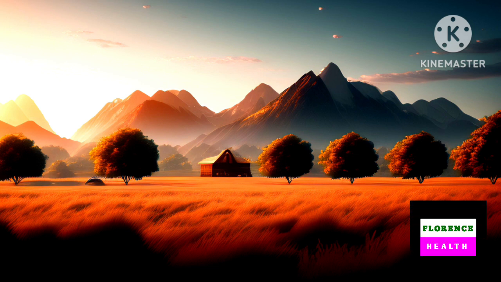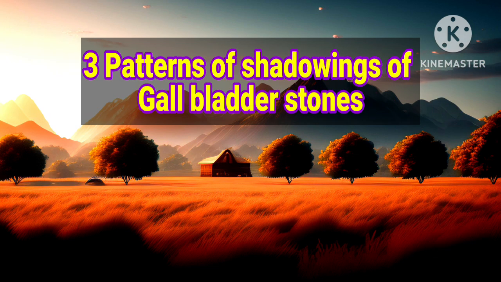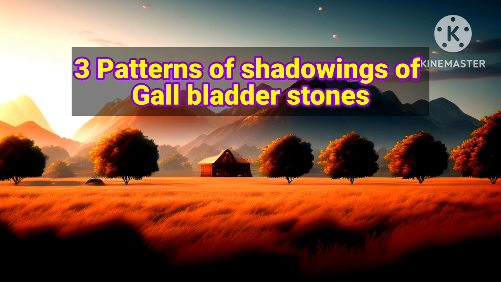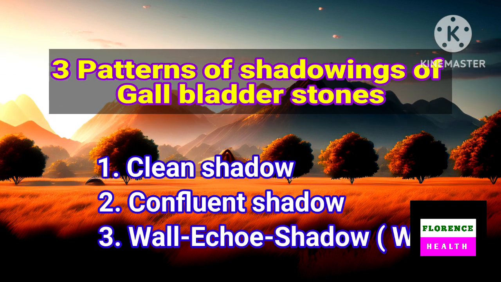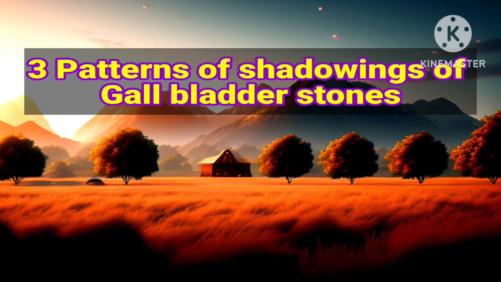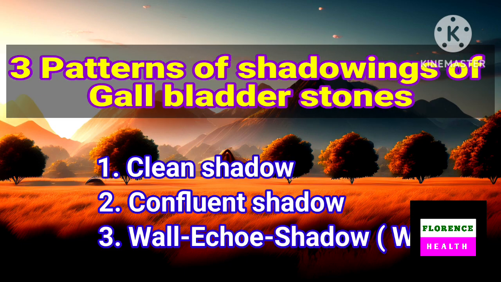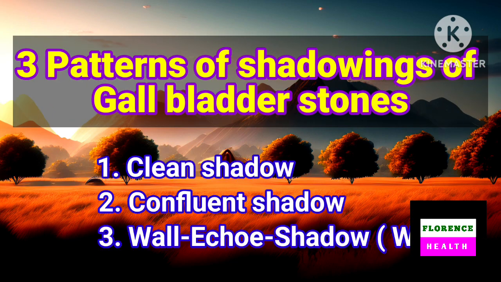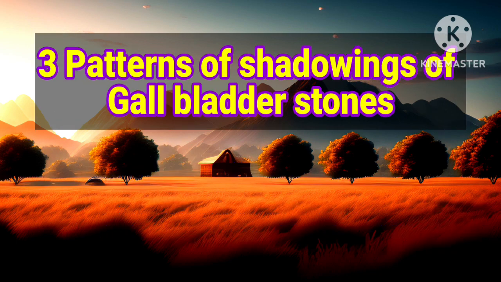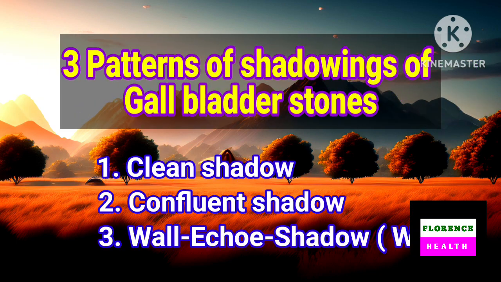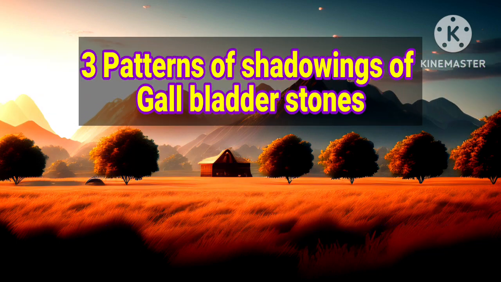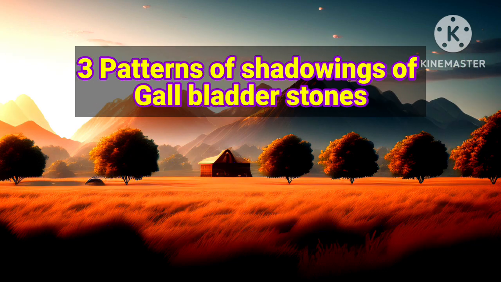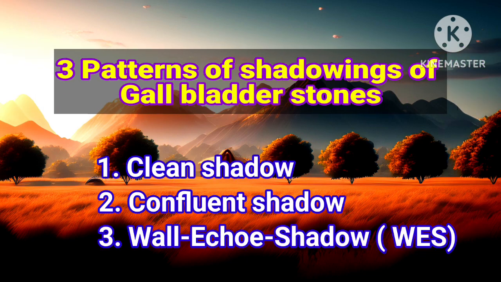Now discuss the different types of shadow pattern of gallstone. There are three types of shadowing of gallstone. First pattern, clean shadowing for solitary stone. Second pattern, confluent shadowing for multiple small stones. Third pattern, which is an important pattern, wall echo shadow for gallbladder filled with gallstones. Let's discuss it one by one.